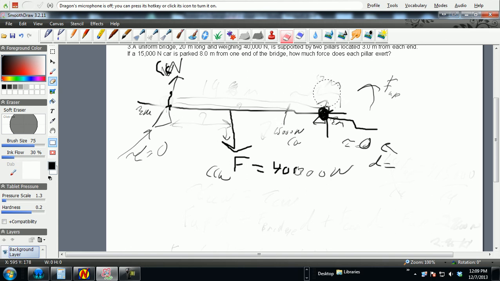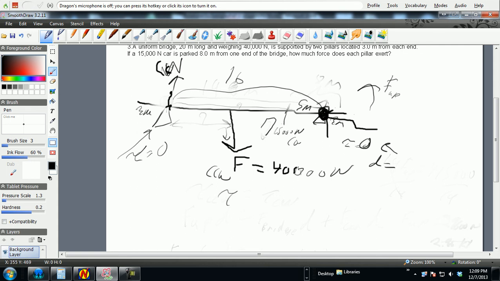Now the question is, how far is the car from this point? This is 3, this is 8, so this is 5. This is 10; 10 take away 3, he's still 7. But this arm here is now going to be 16: 3 in, 3 in, he's 16.